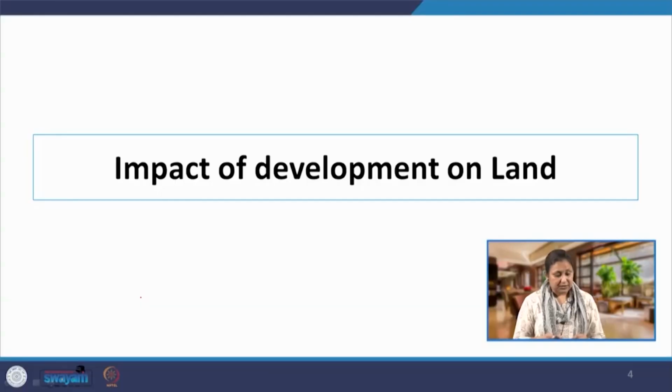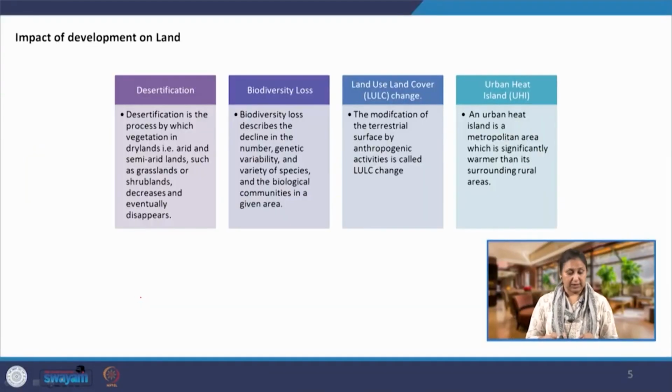So, let us first start with impact of development on land. Now, to quickly summarize this, to give you a brief, the prominent impacts of development on land have been: 1, desertification; 2nd, biodiversity loss; 3rd is land use, land cover changes; and 4th is urban heat island. We will go over each one of them one by one.